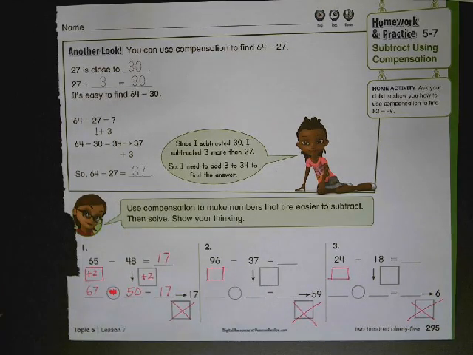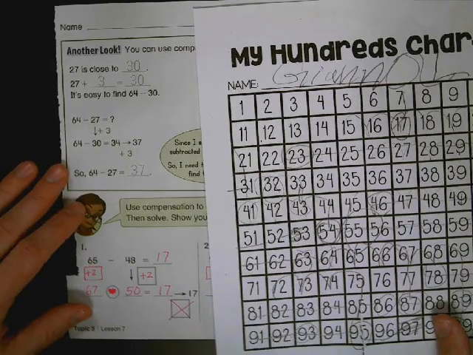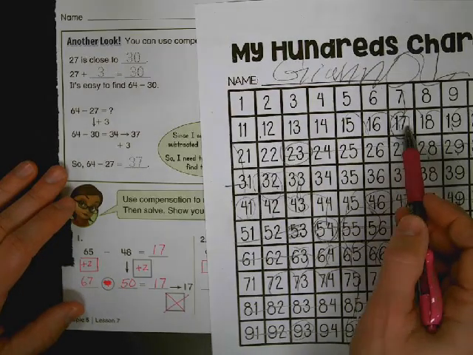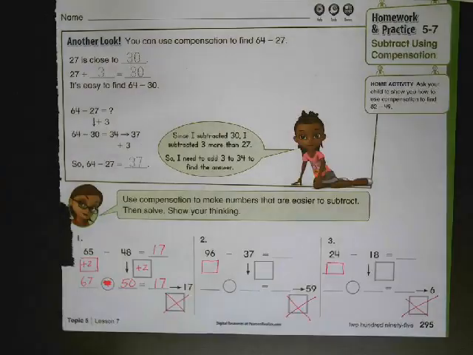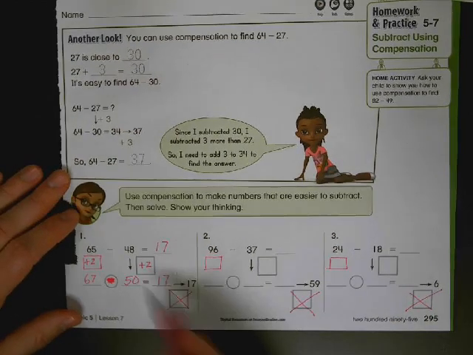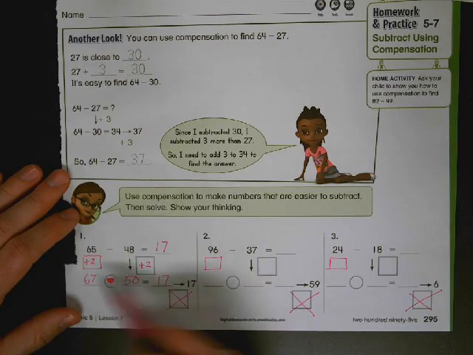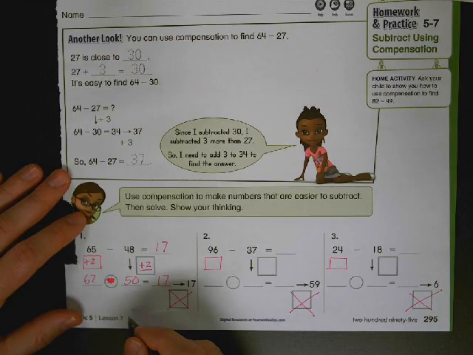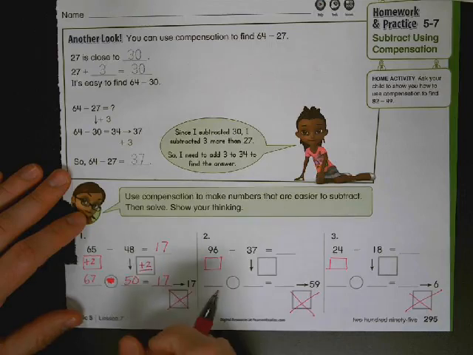If you're thinking in terms of the hundreds chart, students are using them on a daily basis in my classroom. 67 minus 50: 67, 10, 20, 30, 40, 50. That's what your child should be thinking in their brain for mental math. So first step in this process, subtrahend. Get it to a nearest 10. Once it's to the nearest 10, use the same process with your minuend and then subtract.